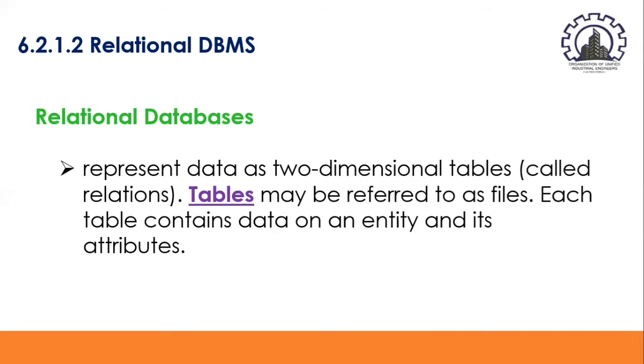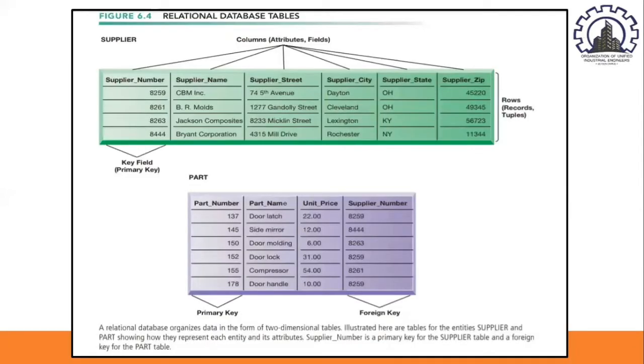So let's take a look at how a relational database organizes data about suppliers and parts. As you can see in figure 6.4, it illustrates the relational database tables. The database has a separate table for the entity supplier and a table for the entity part. The supplier is in the upper part, and the part is in the lower part. Each table consists of a grid of columns and rows of data. Each individual element of data for each entity is stored as a separate field, and each field represents an attribute for that entity.